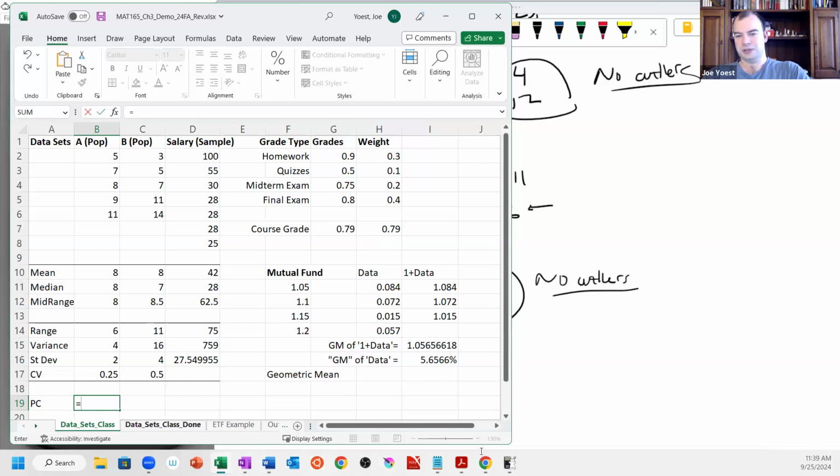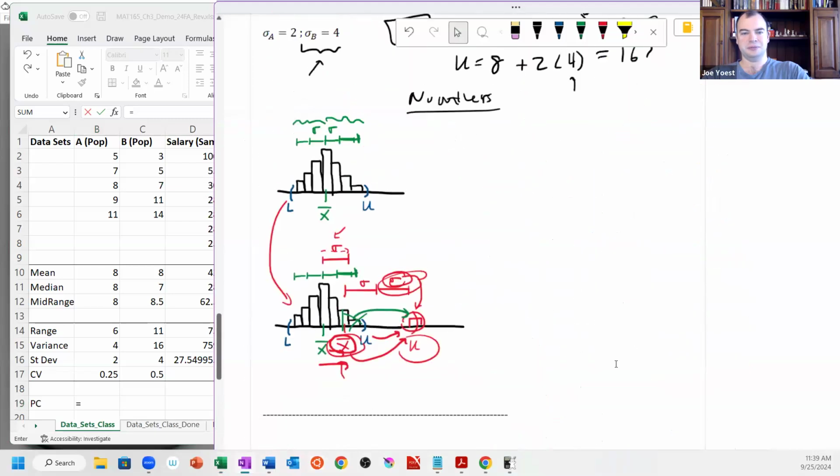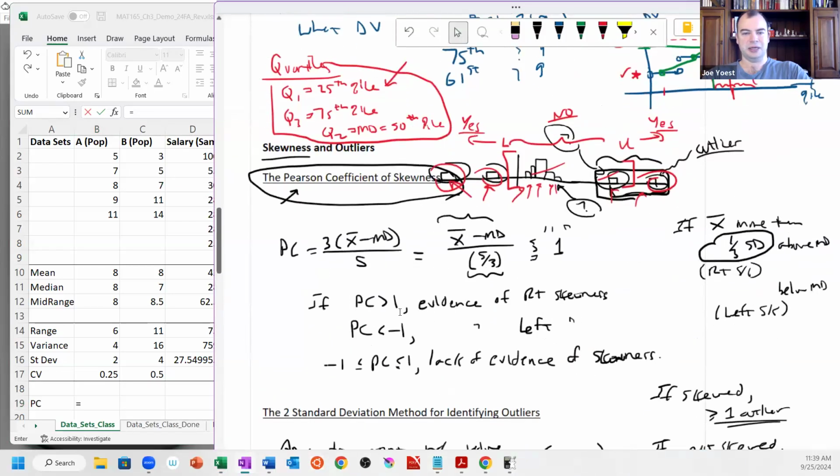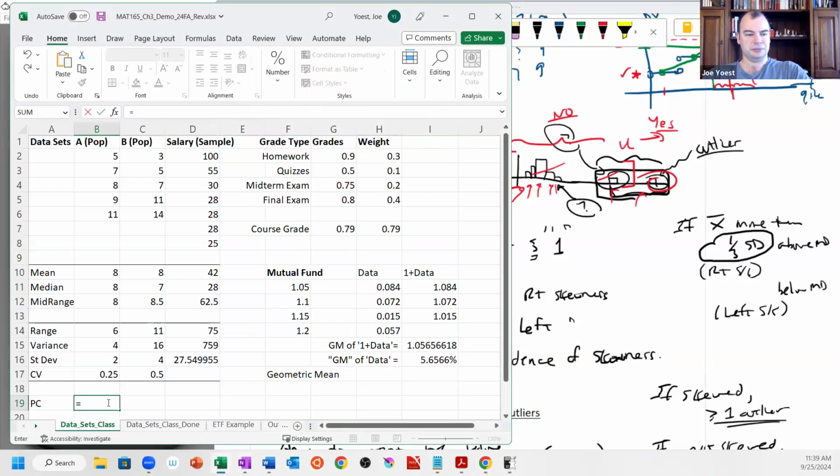I know the definition of the Pearson coefficient of skewness, we're going back a little ways. Let me bring that back up. 3 times mean minus median over standard deviation. So 3 times parentheses, click on the cell where we computed the mean before, subtract the cell where we computed the median, and parentheses, and then divide by the cell where we computed the standard deviation. We don't have to type in average, median and stdev.p all those again. We can just refer to the cells where we had already computed those.